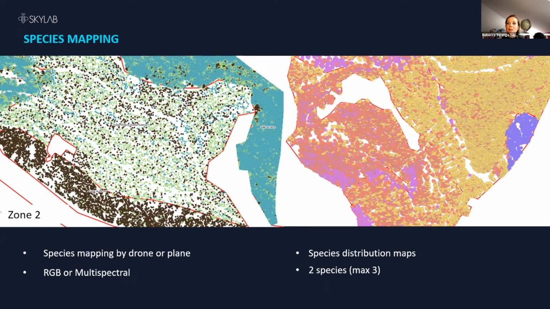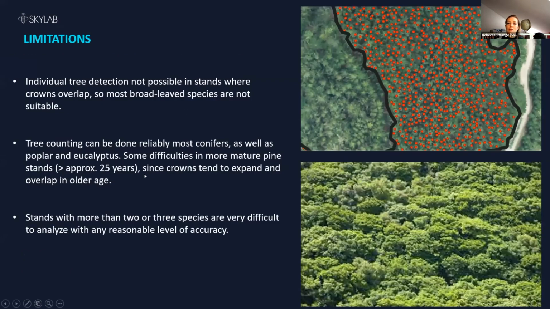So limitations of this kind of mature tree analysis. As you can imagine from the air, you can only count the trees if you can identify them individually. So it's not possible in stands where the crowns overlap. So most broad-leaved species are not suitable for this kind of analysis. It can be done reliably on almost all conifers, as well as poplar and eucalyptus. We have seen some difficulties in more mature pine stands, like after about 25 years of age, where the crowns tend to split out a bit and overlap.